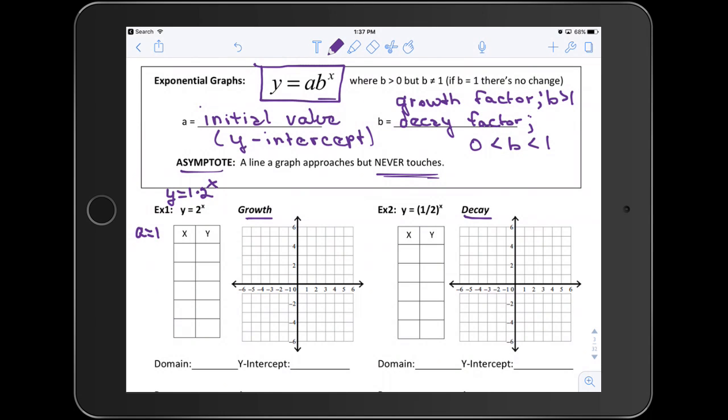and the b value is 2. And notice that 2 is, of course, greater than 1, so we're talking about a growth here, as defined above in that box, that anything over 1 is going to be growth. And so I'm going to put in values for x and get an output for y.